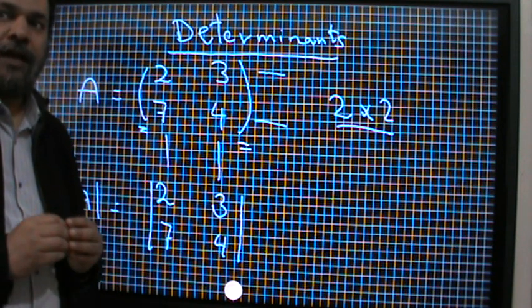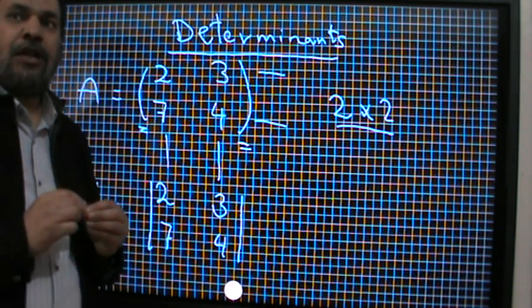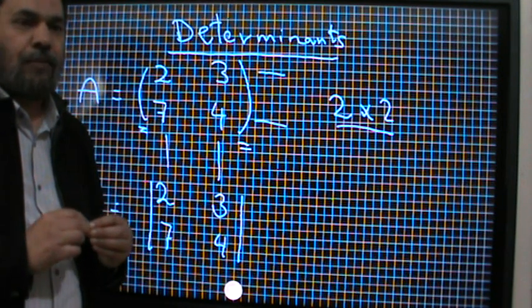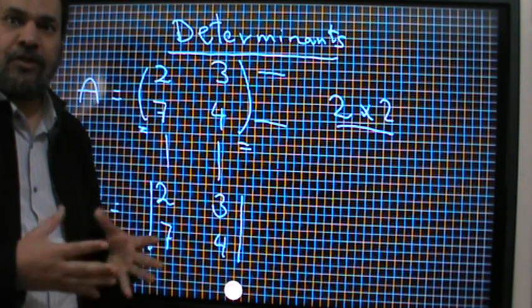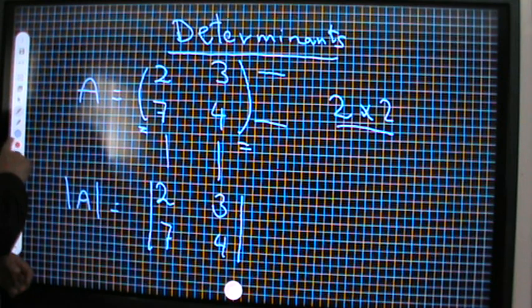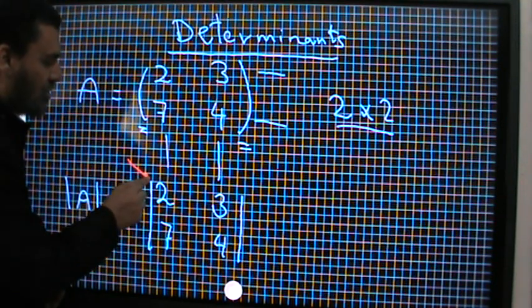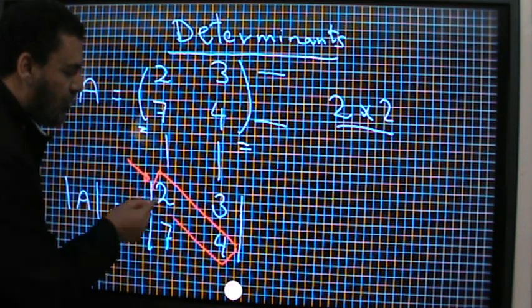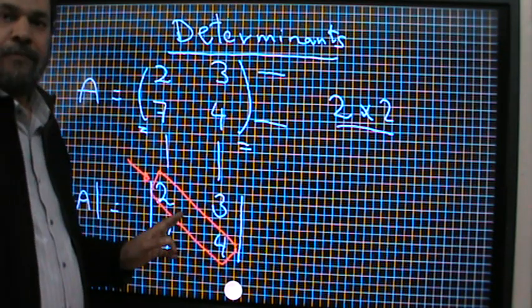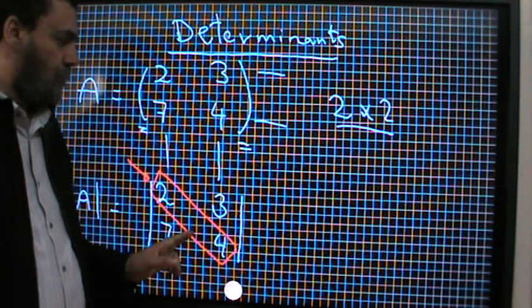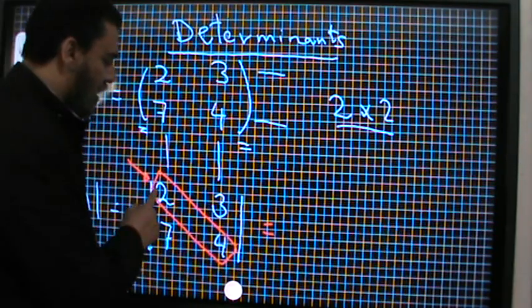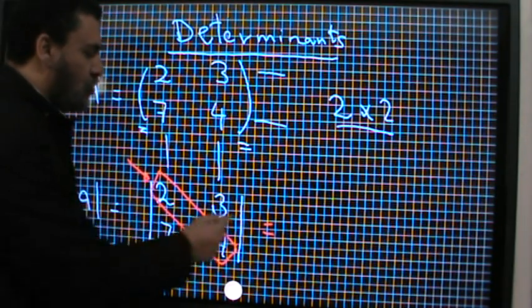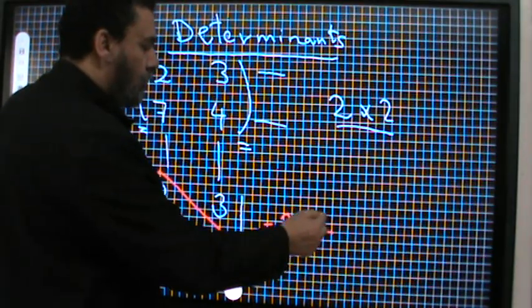You will multiply the elements of the principal diagonal. But what is the principal diagonal of the determinant? The principal diagonal is the main diagonal, which starts from the left of this determinant. This is called the principal diagonal or the main diagonal. You will multiply these elements, 2 times 4.